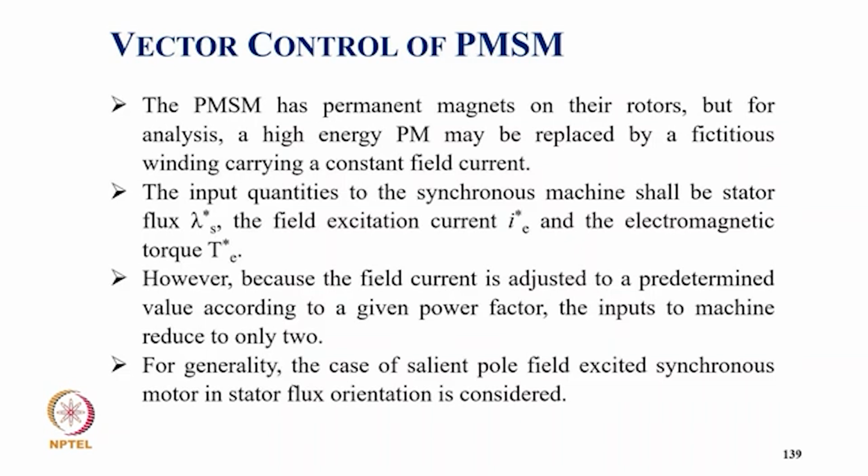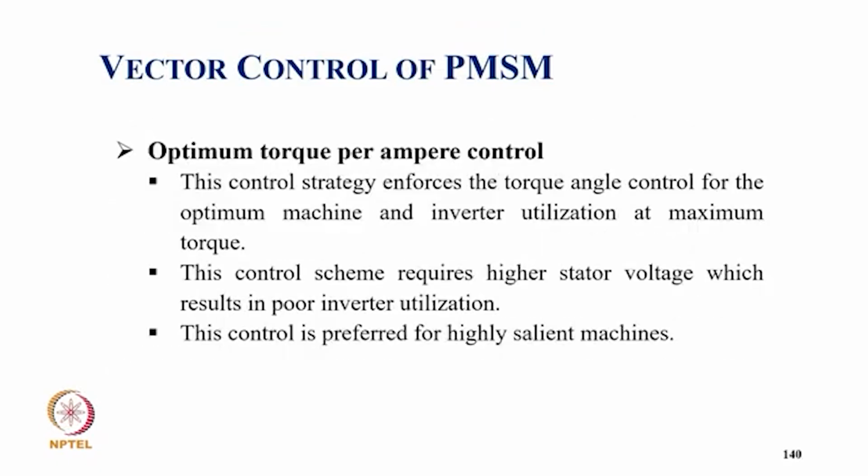However, because the field current is adjusted to a predetermined value according to a given power factor, the inputs to the machine are reduced to only 2. Generally the case of a salient pole field excited synchronous motor in stator flux orientation is considered. So coming to optimum torque per ampere control. This control strategy enforces the torque angle control for optimum machine and inverter utilization and maximum torque. This control scheme requires higher stator voltage, resulting in poor inverter utilization, and it is preferred for highly salient machines.